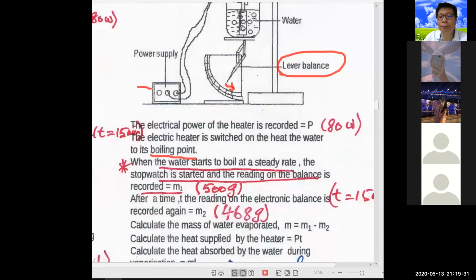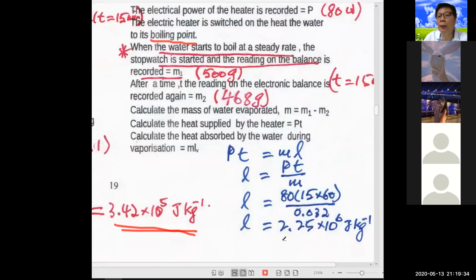Then the calculation. We just use the straightforward formula Pt = mL. If you want to find L, bring the m over and divide. Power is 80 watts, from the heater. Time, just now we said 15 minutes, right? Change to seconds. The mass is 0.032. Where do we get this 0.032? Can anyone think of it? Where to get this mass?